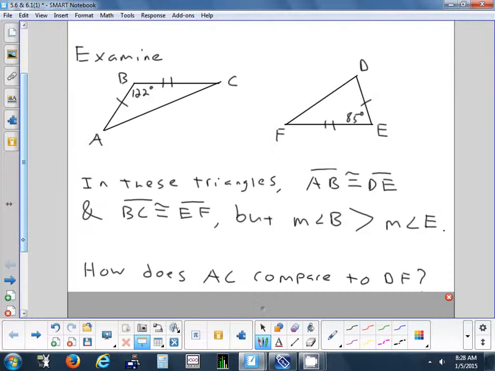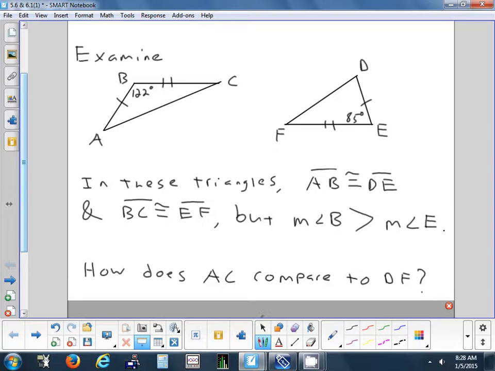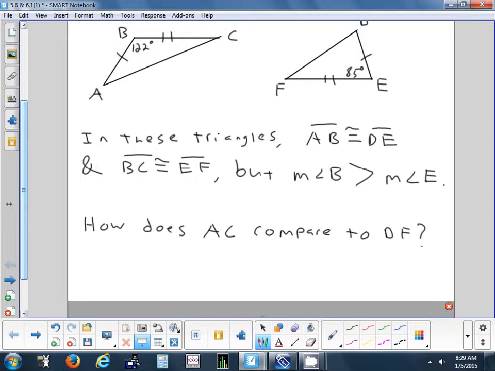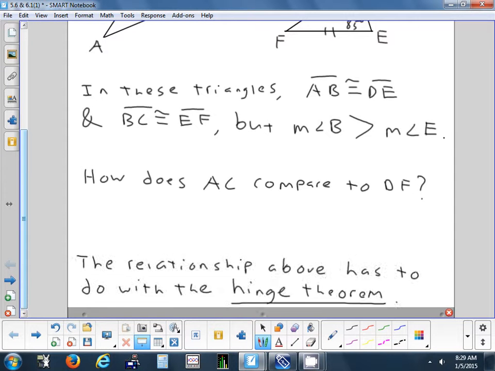So how do you think side AC is going to compare to DF? Look at the size of the angle that's across from AC, and look at the size of the angle that's across from DF. Just take a guess, and then we'll see if we're right or not. AC is going to be larger than DF. Yeah. Let's see, is that right there? No.